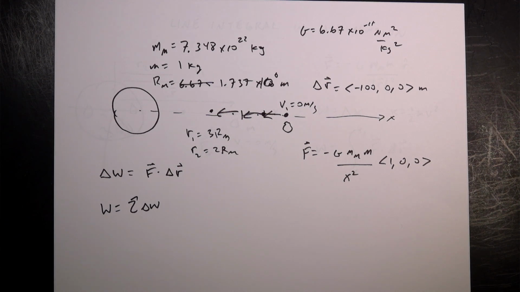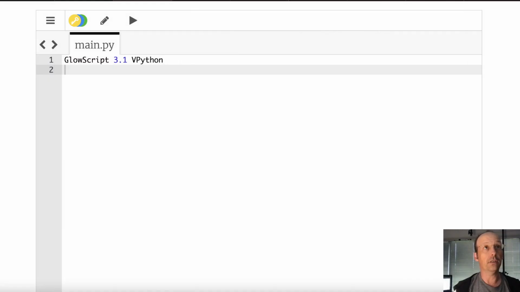So let's switch back over here to Python and get some stuff done. Okay, so I'm going to give you the code here. You know I give code. So this is Web VPython in Trinket, so you don't have to install anything. So what I'm going to do is enter my values here.